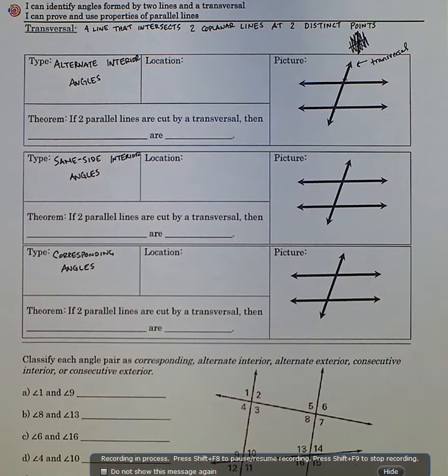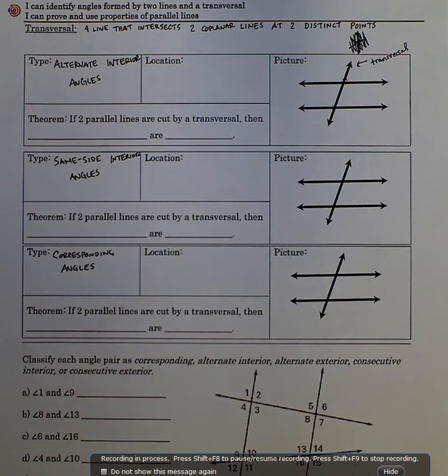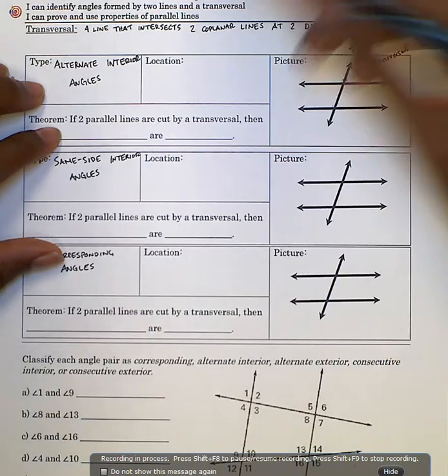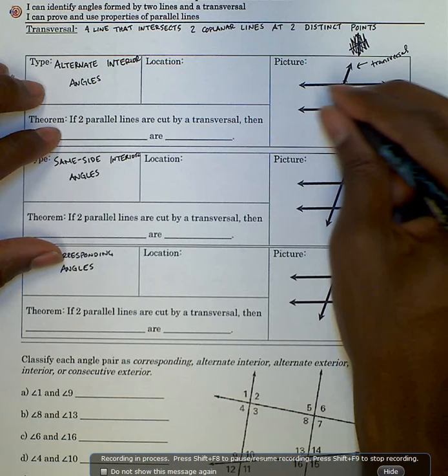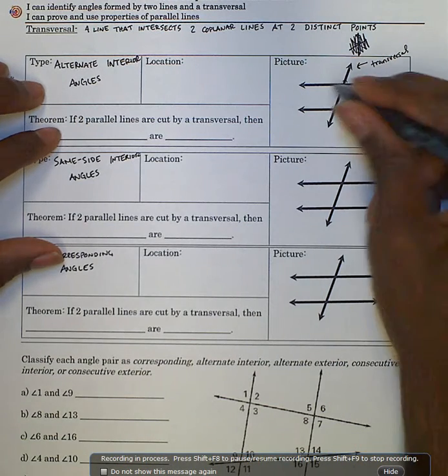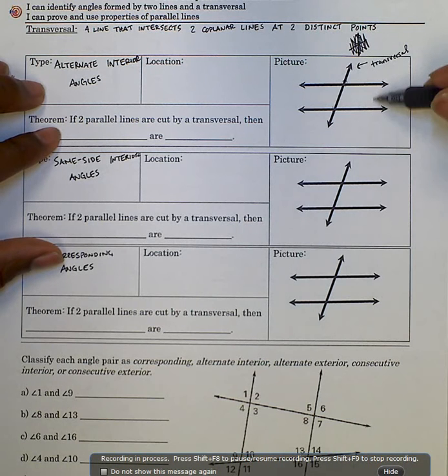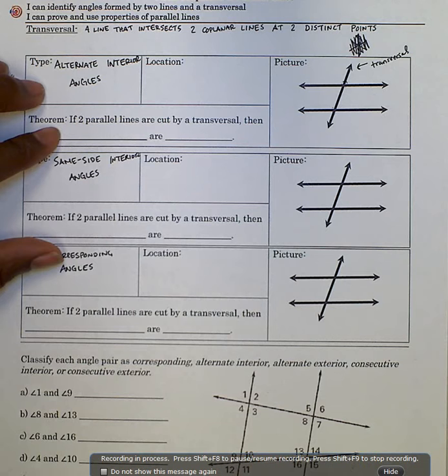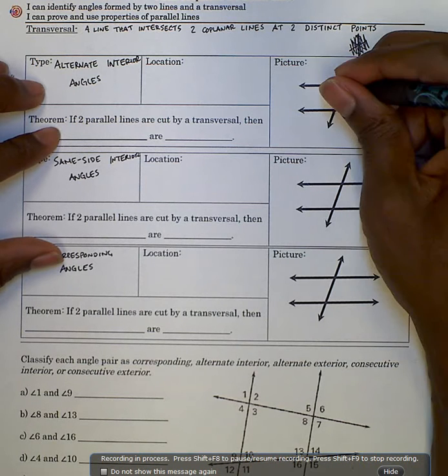Alright, so here we go. Their names kind of tell you where they're going to be. So our alternate interior angles: alternate, interior. Our transversal intersects two lines. The inside of these two lines is here. Alternate interior angles happen on the alternating sides of the transversal.